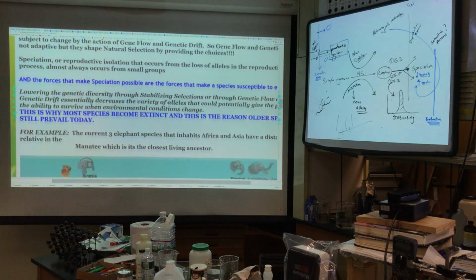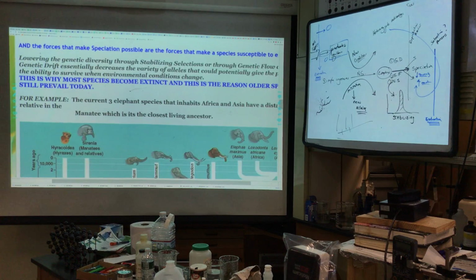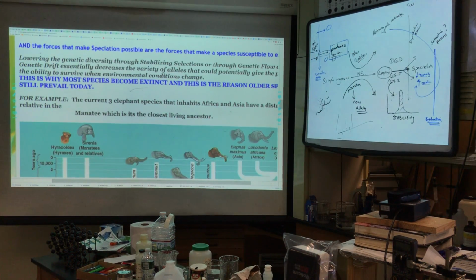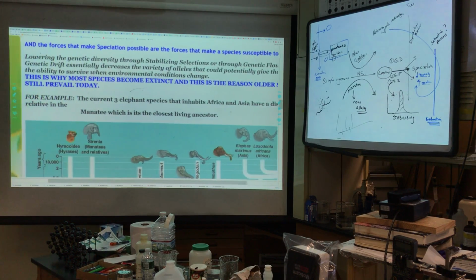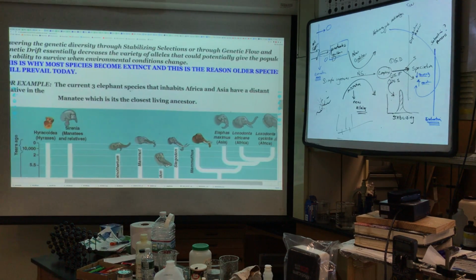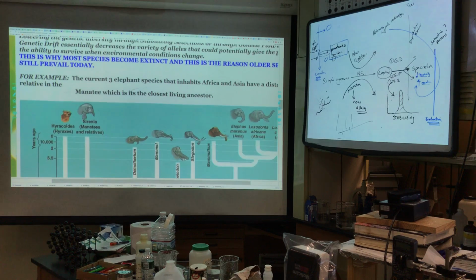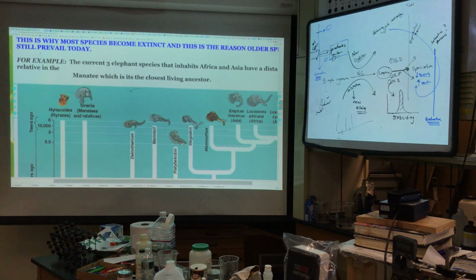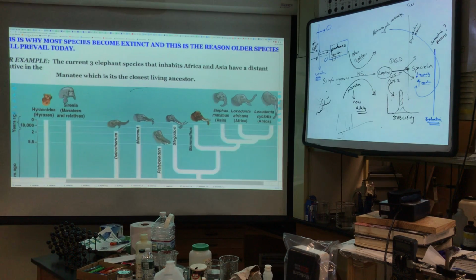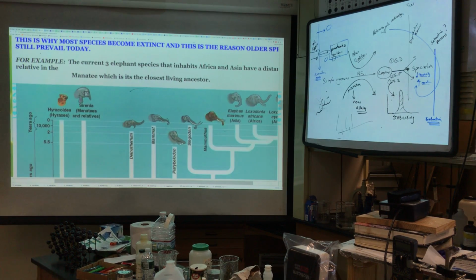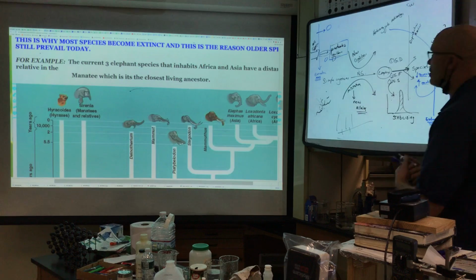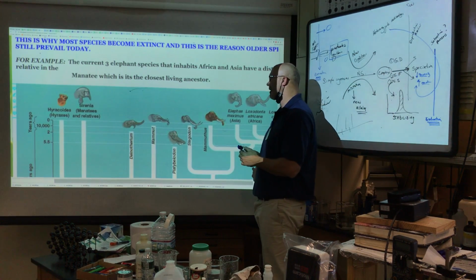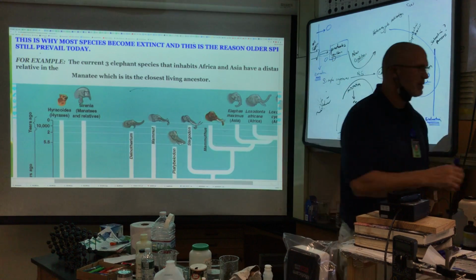So, forces that make speciation possible, the forces that make species susceptible to what? To extinction, okay? Lowering genetic diversity through stabilizing selections or gene flow and genetic drift essentially decreases a variety of alleles that could potentially give populations the ability to survive. This is why most species become extinct, and this is the reason why older species still prevail today. Think about this. Okay, this is really cool.